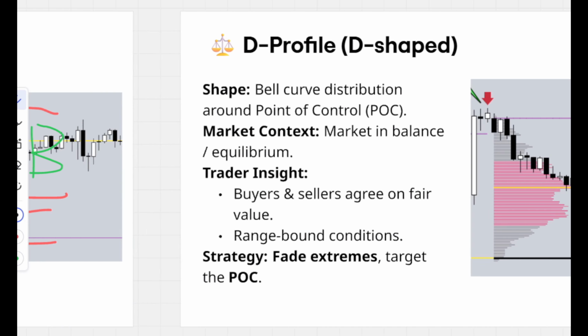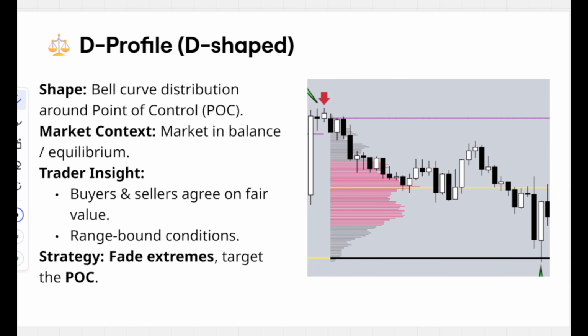Okay, going to the next profile, the D-shape profile. The D-shape profile typically just means a ranging day. So you can see it's shaped like a D, right? And then you can see how this is the balance area, and then there is not much outside, right? It looks like a perfect bell-shaped curve, and the point of control sits right in the middle, right?